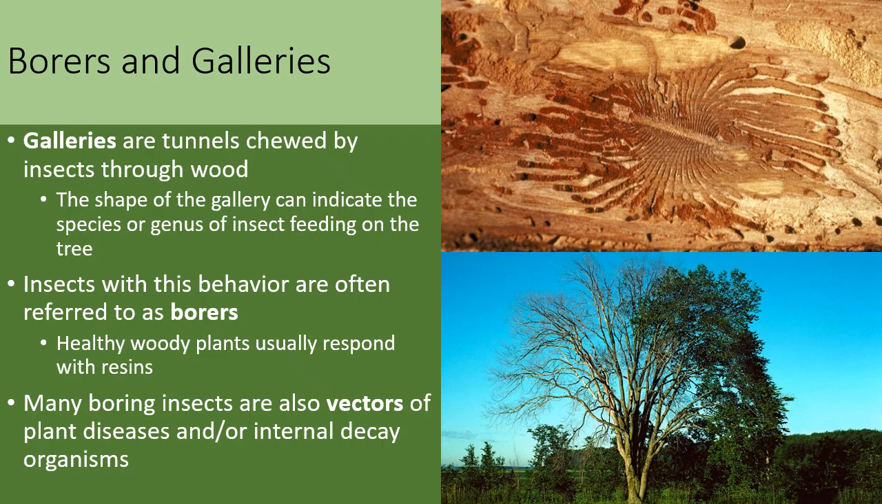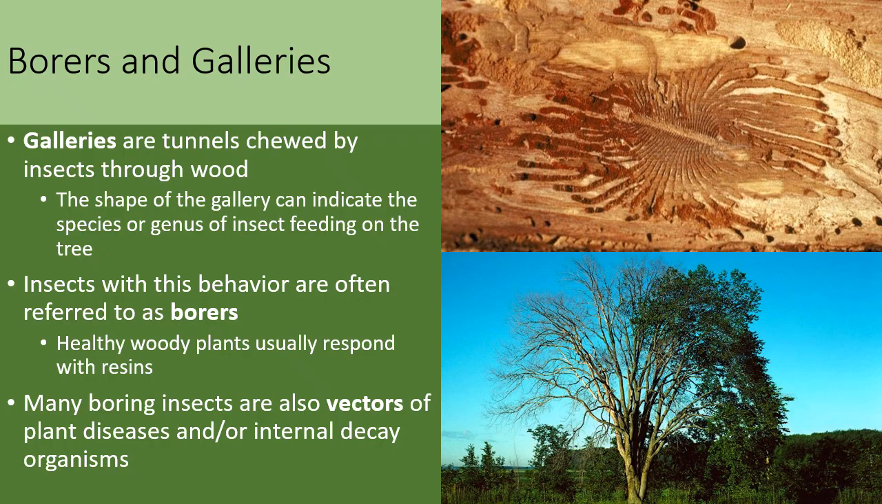And the shape of the gallery can tell us a lot about the species or genus of insects which is feeding on a tree. So when we look at this gallery in the top photo, you can see that there's a kind of a central hallway, and then there are these curling lateral galleries off of that central hallway, which was chewed by the insect. And that is a defining feature of the elm bark beetles. They make these really elaborate galleries.